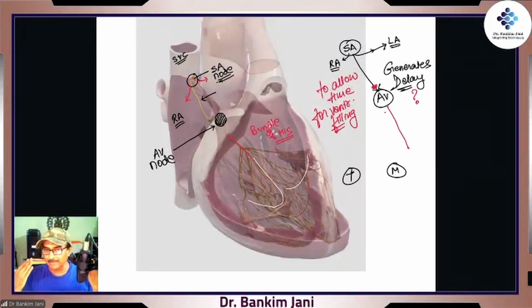But what happens if it goes like this? This is like the first heart sound, but it is called a split heart sound. Split because one is closing faster, the second is closing slower. So whenever someone says split first heart sound, it means mitral and tricuspid are not closing together.